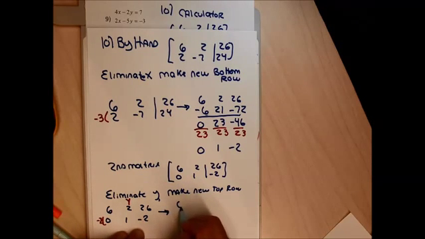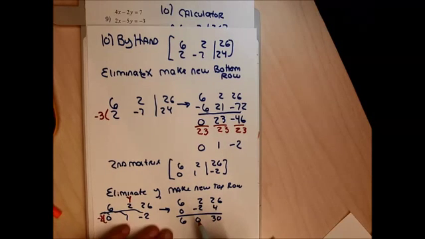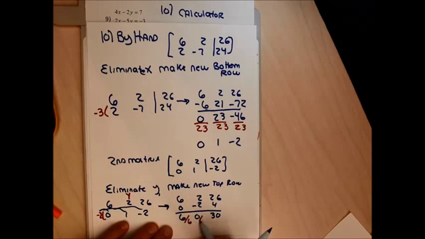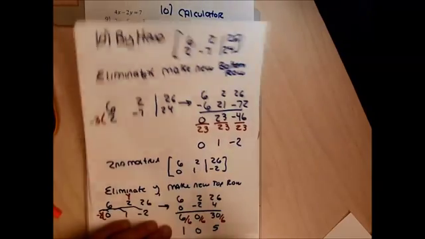I'm going to leave the top row 6, 2, and 26. I'm going to go negative 2 times 0, negative 2 times 1, negative 2 times negative 2. I'm going to go 6 plus 0 is 6, 2 plus negative 2 is 0, 26 plus 4 is 30. All these numbers are divisible by 6, so I'm going to divide them by 6. When I divide them by 6, I get 1, 0, and 5. And my calculator gave me that row, so I did it right.